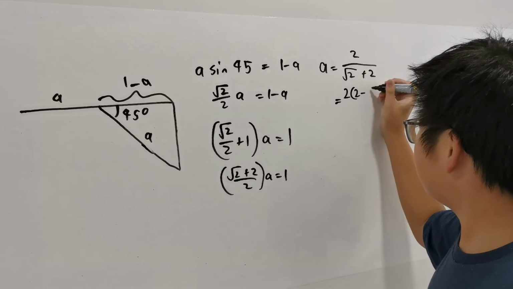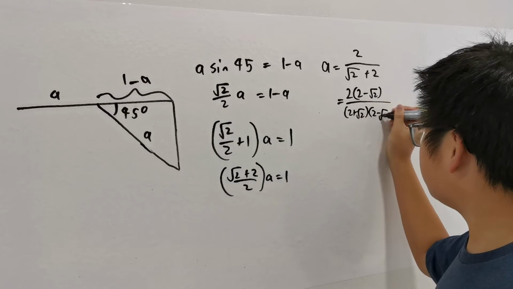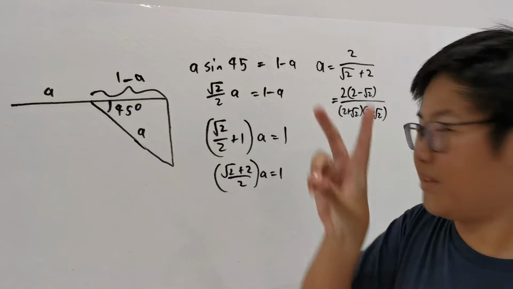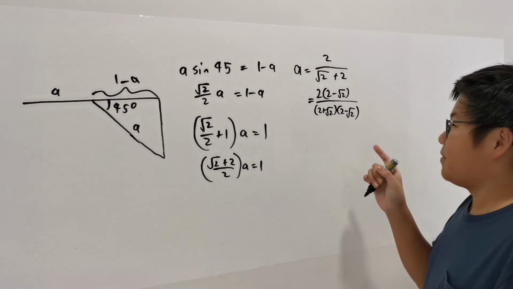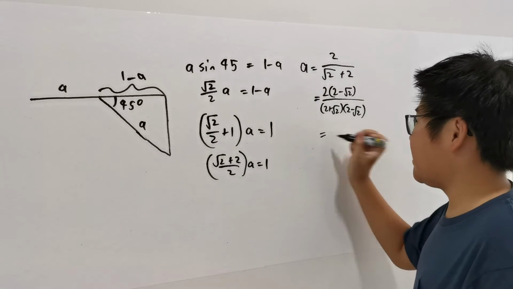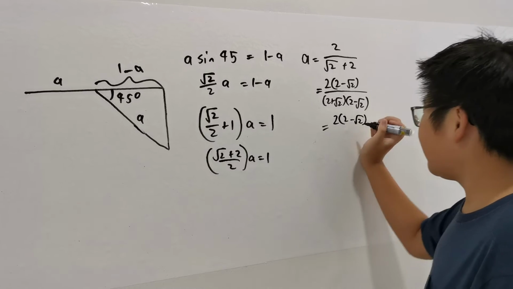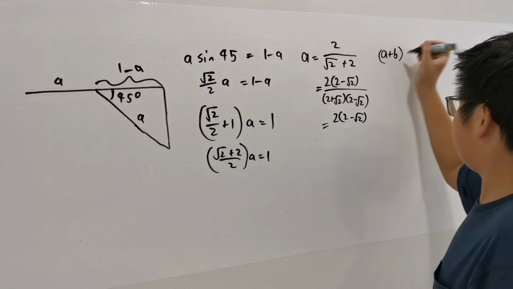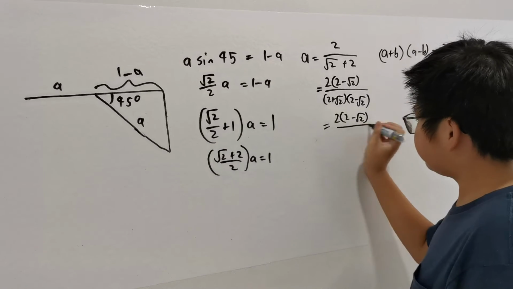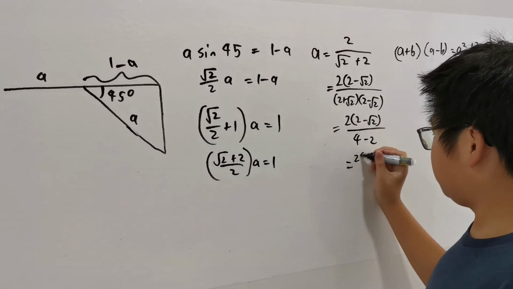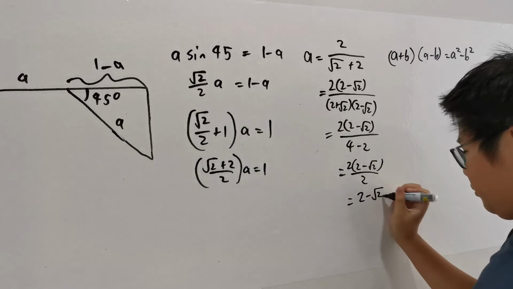2 times (2 minus root 2) over (2 plus root 2)(2 minus root 2). So what we are doing is tricking the mathematics into multiplying by 1. But actually we're multiplying this fraction, which makes things simpler. We will not expand it, because using the difference of squares identity, (a plus b)(a minus b) equals a squared minus b squared, we get 4 minus 2 equals 2. So 2 times (2 minus root 2) over 2 equals 2 minus root 2.